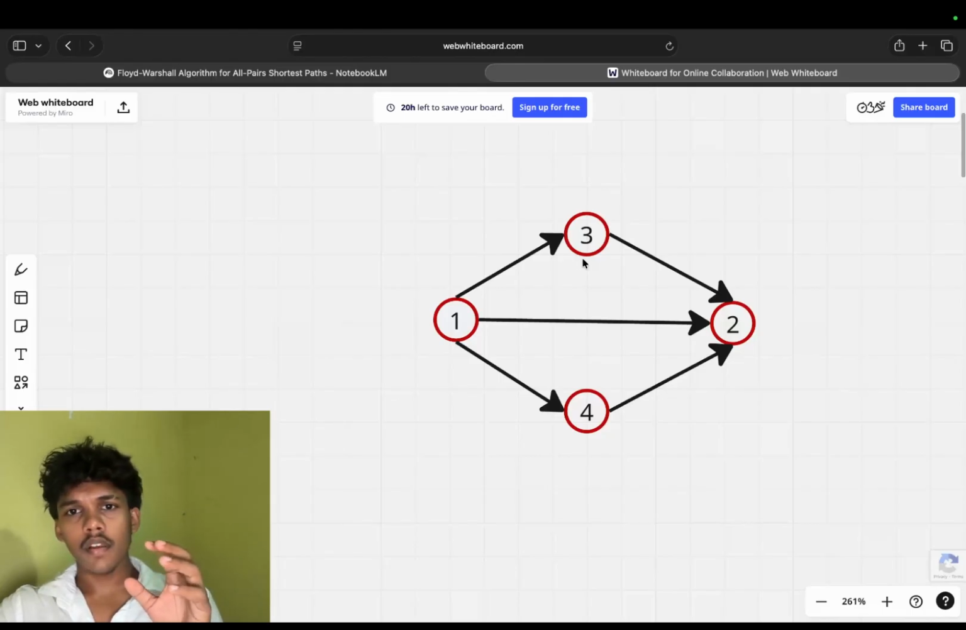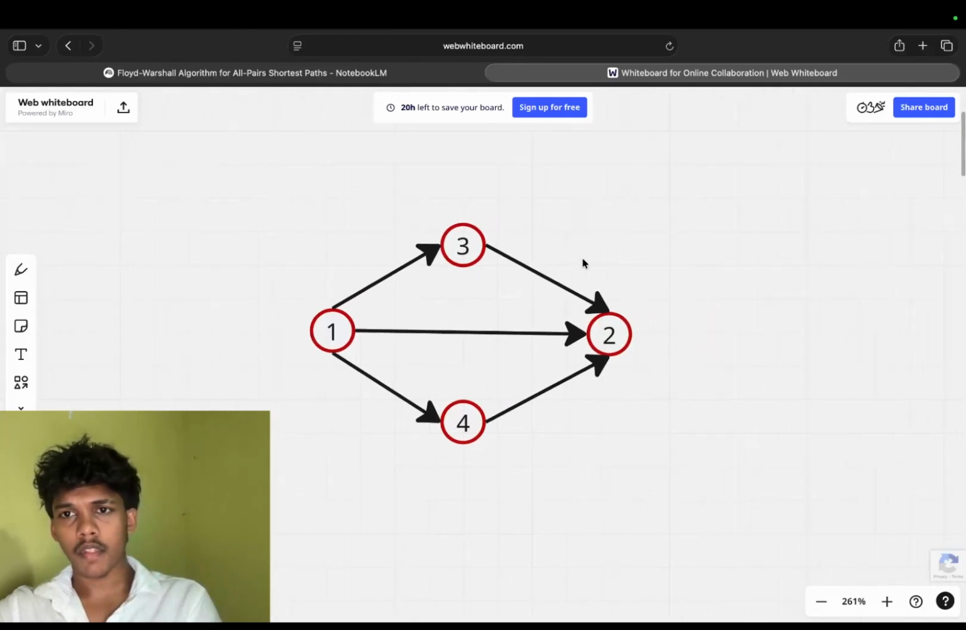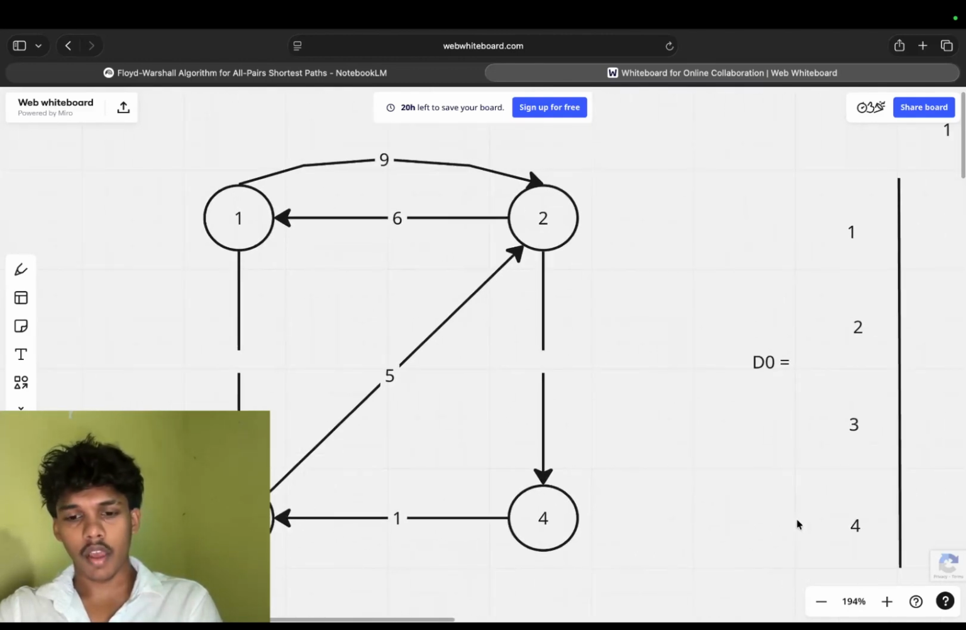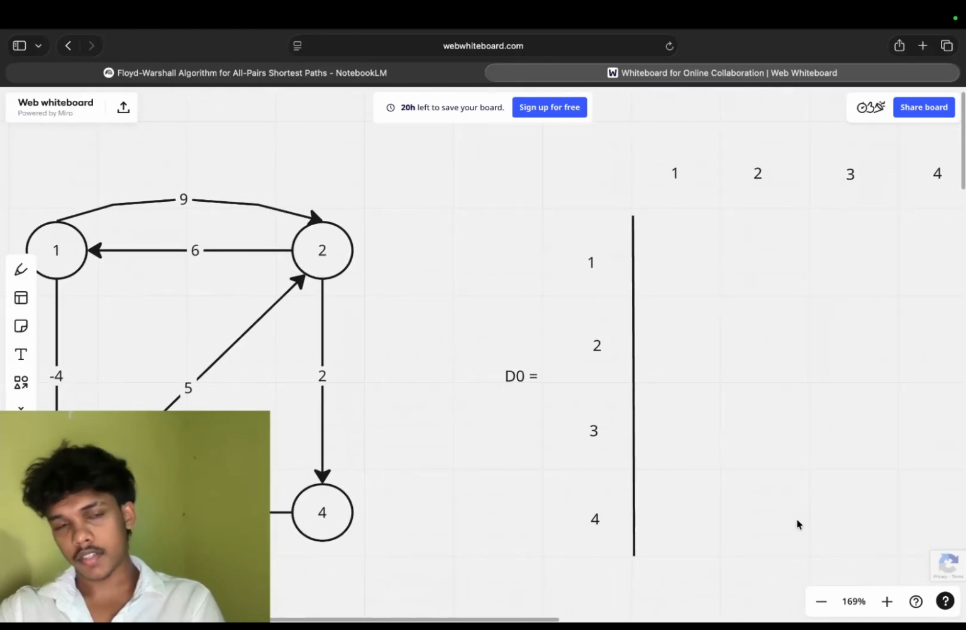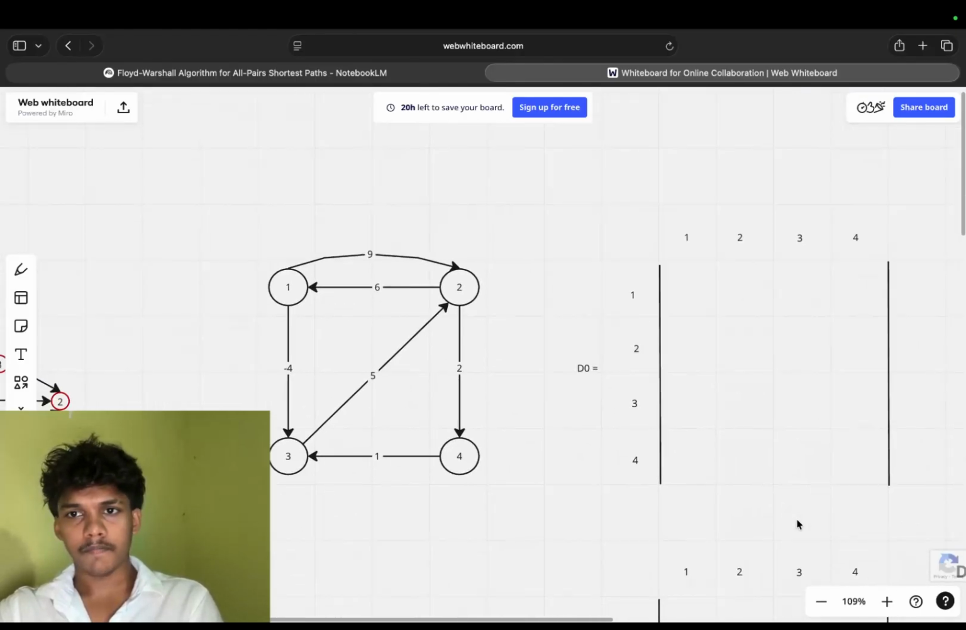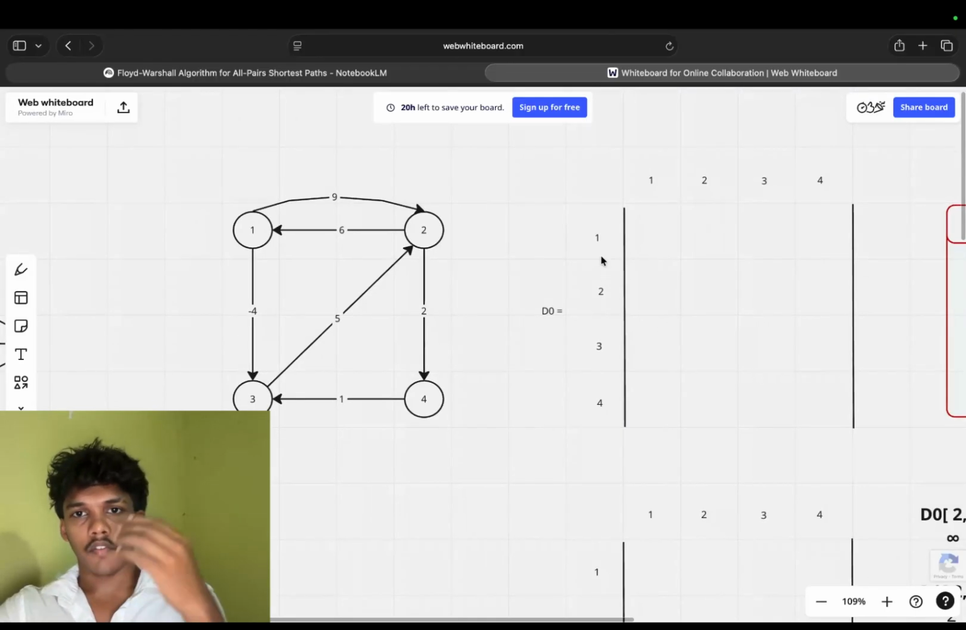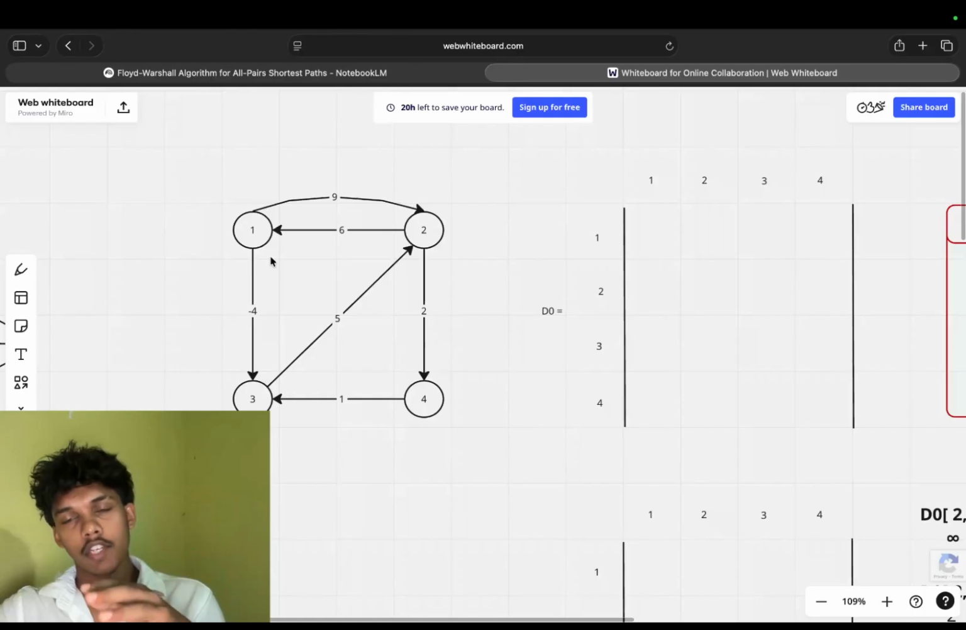So in our example here, first we will take 1 as the middle element and find the shortest distance between every pair of vertices. Then we will take 2, 3 and 4. First, we have to create the initial distance matrix. Here my matrix is 4 by 4 because I have 4 vertices. If you have 6 vertices, it will be a 6 by 6 matrix.